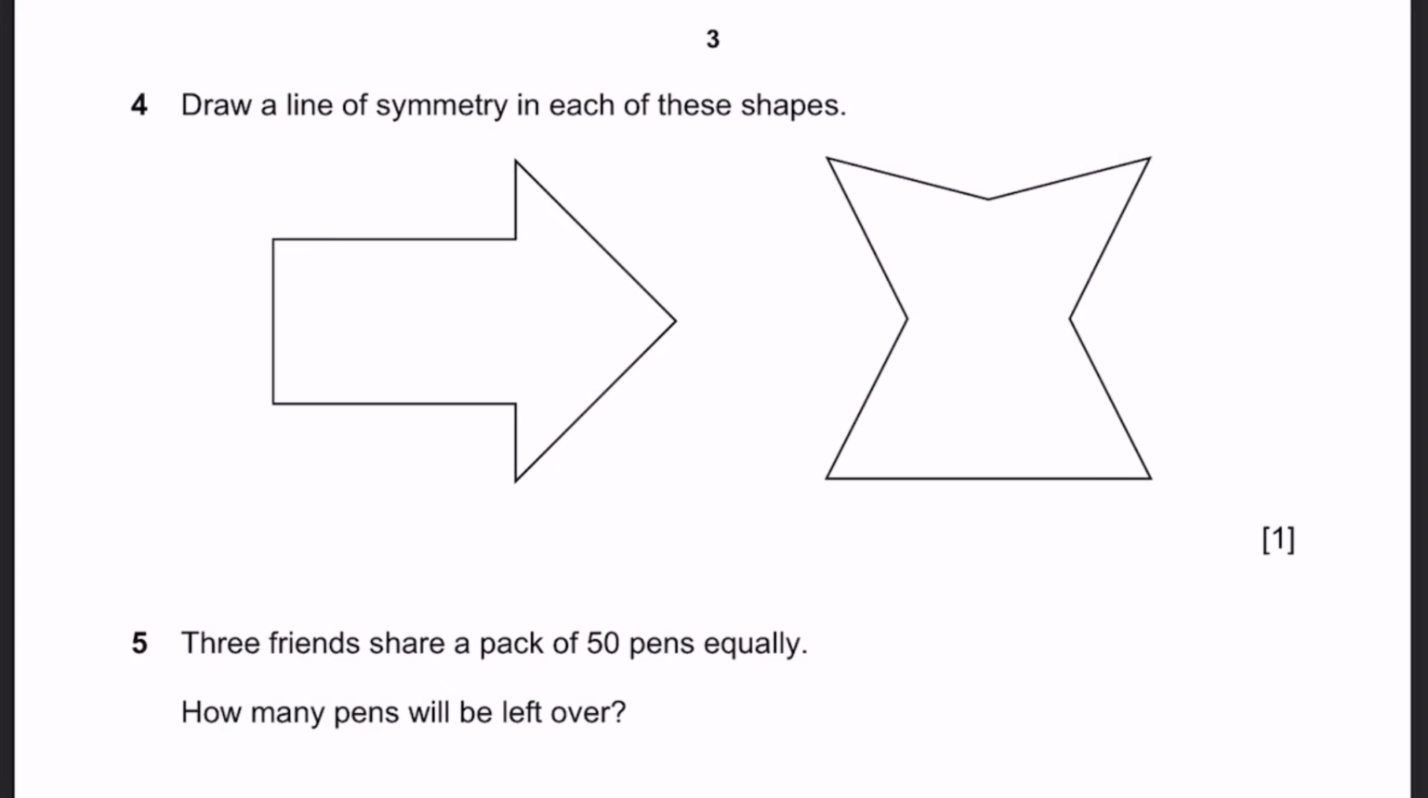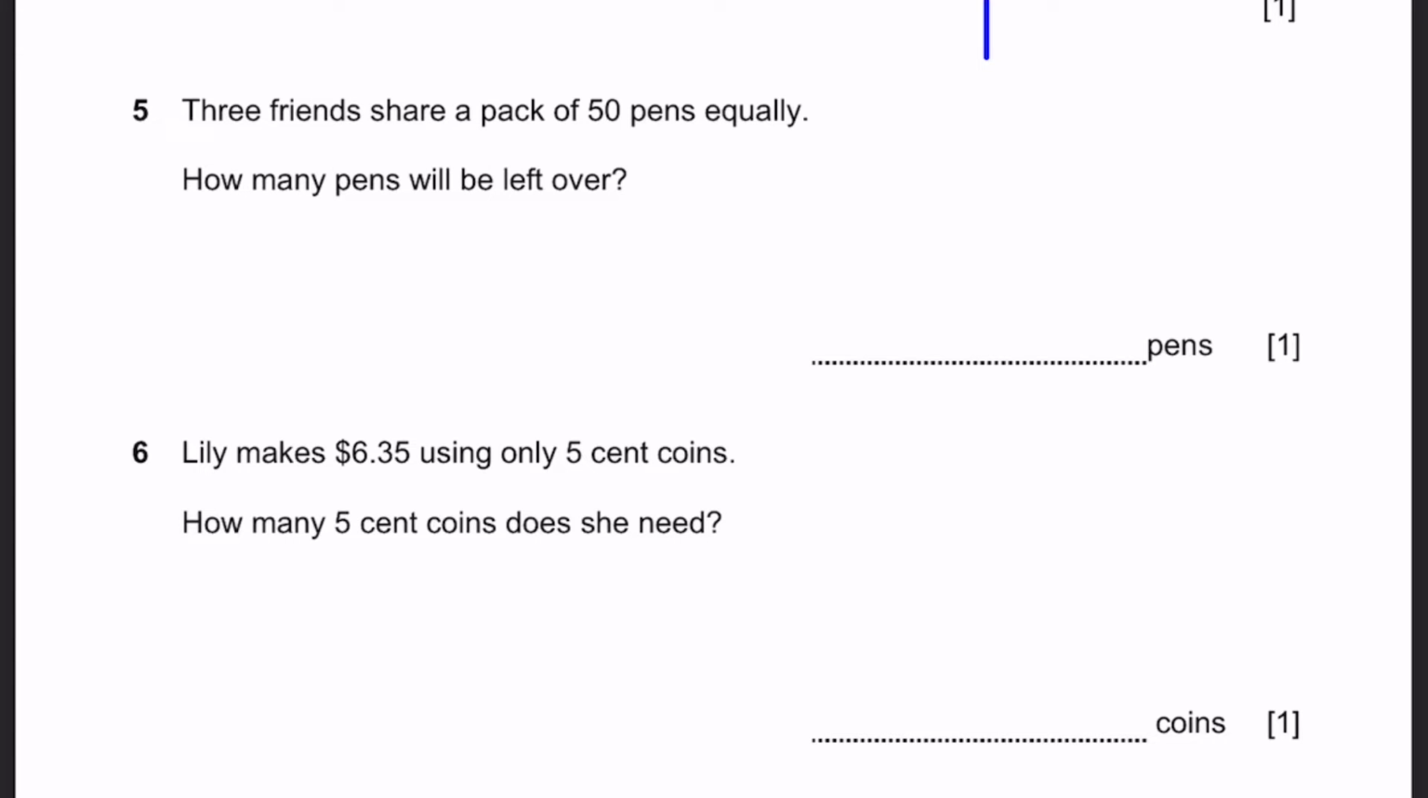Question 4. Draw a line of symmetry in each of these shapes. So in the arrow, we can draw a line of symmetry horizontally. In this shape, we can draw it vertically like that. These are the only lines of symmetry. That's the answer.